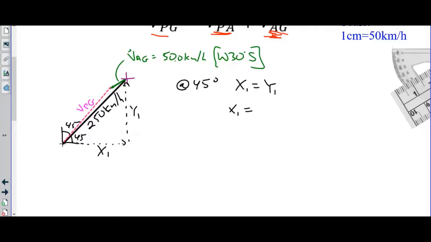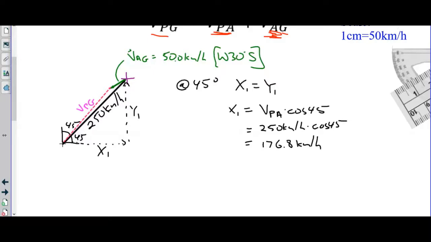So in this case, I'm going to want to take the velocity of the plane with respect to the air. I'm going to multiply it by cos of 45. And so that means I'm going to take 250 kilometers per hour multiplied by cos of 45. And I should get 176.77 something or other kilometers per hour.